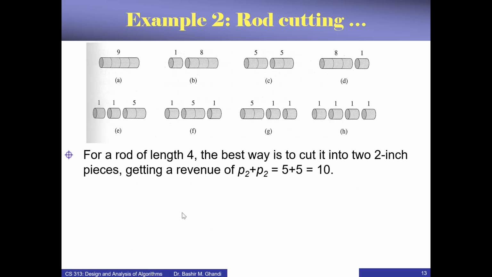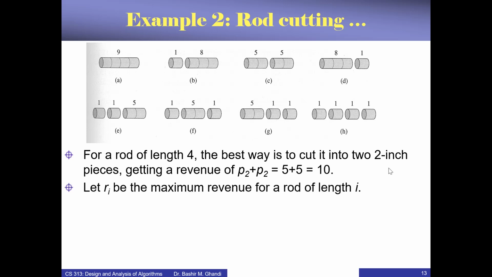So for a rod of length 4, the maximum revenue you can get, as you can see from these figures, is 10. But we need to find a way of generalizing this for any particular length. This is basically what the first step in DP involves, finding a formula to generate the optimal solution for any given length. So let R_i be the maximum revenue for a rod of length i.